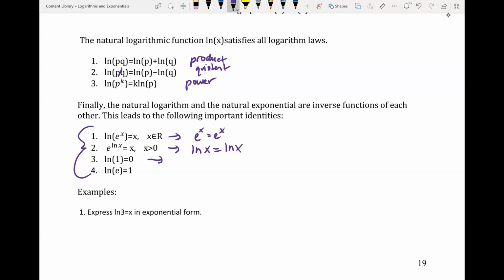For number 3, this comes from changing this into exponential form. So e to the power of 0 is equal to 1. And that makes sense because anything to the power of 0 is equal to 1. Again, for number 4, if I want to change it to exponential form, our base is e, our exponent is 1, our answer is e. Of course, e to the power of 1 is e. So those are where these come from, and you just need to remember these results and apply them to the following type of examples.